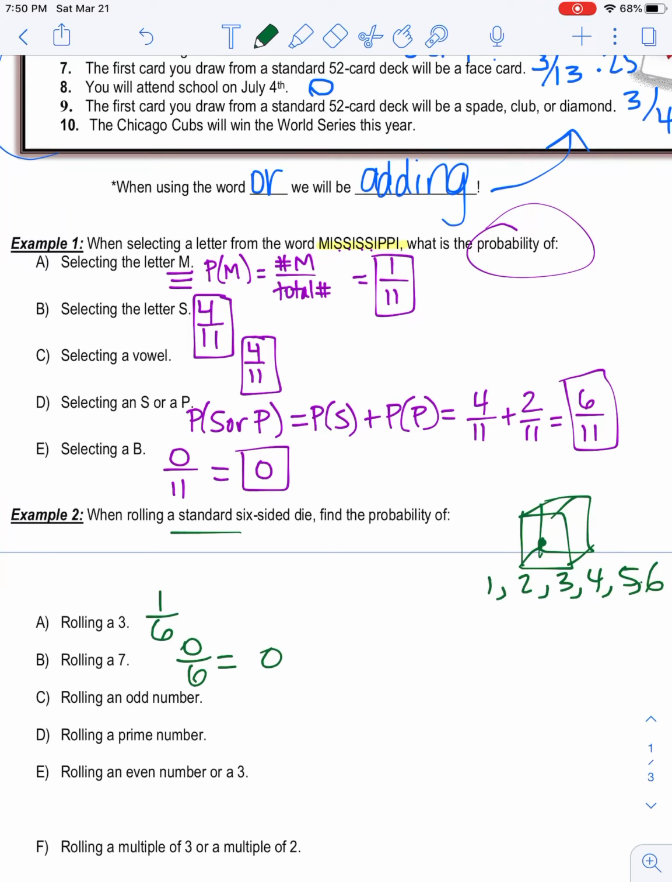Rolling an odd number, the odd numbers are 1, 3, and 5, which is 3 out of the 6 outcomes, and I can reduce that to 1/2.